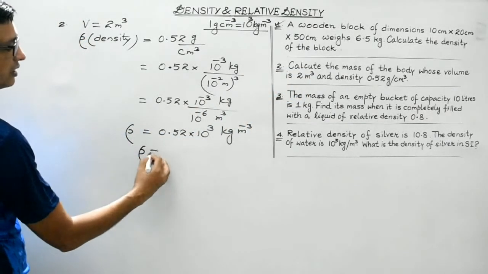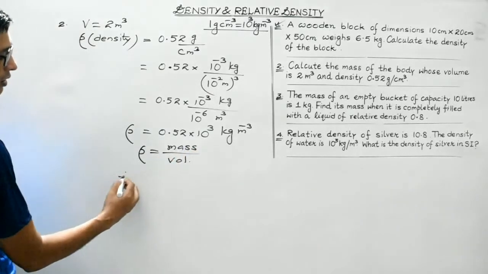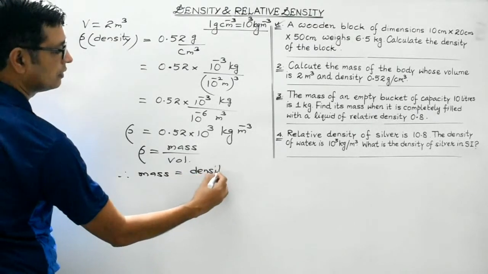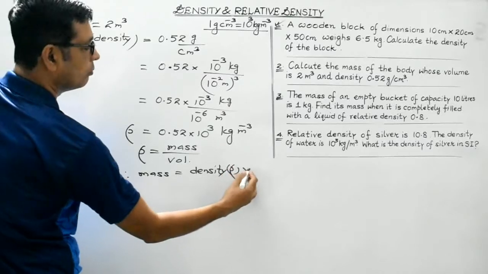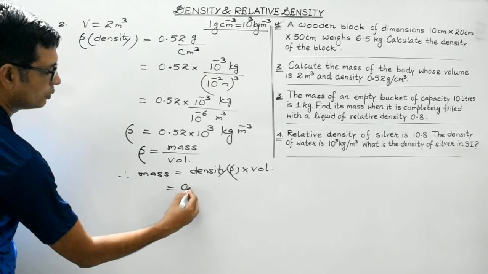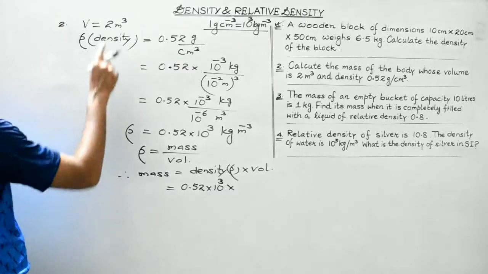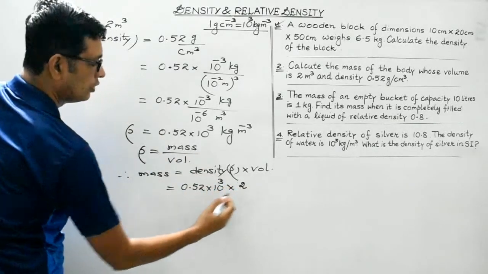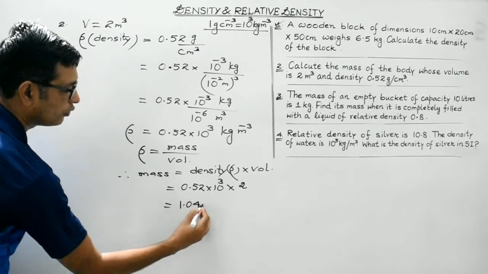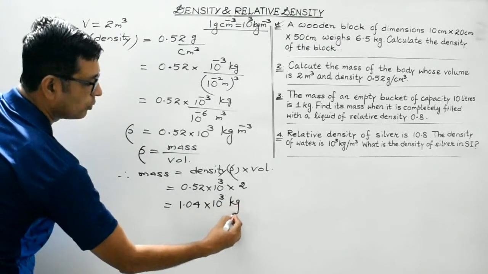So we are supposed to find out the mass. So we are aware density is equal to mass divided by volume. This is the formula. Therefore students, mass of the body would be equal to density, that is rho, multiplied by volume. So what is the density? 0.52 into 10 to the power 3. What is the volume? Volume is 2. So what we get is 1.04 into 10 raised to the power 3. And in SI, the unit of mass would be kg.